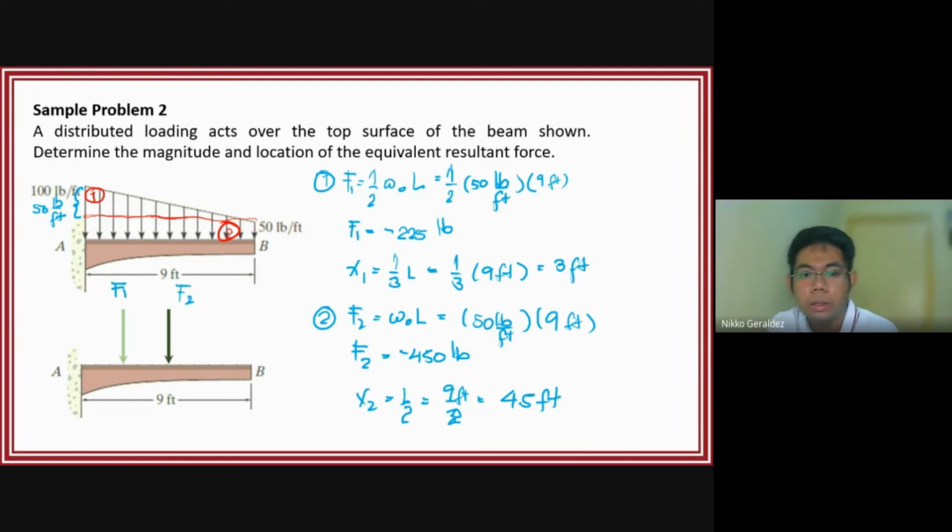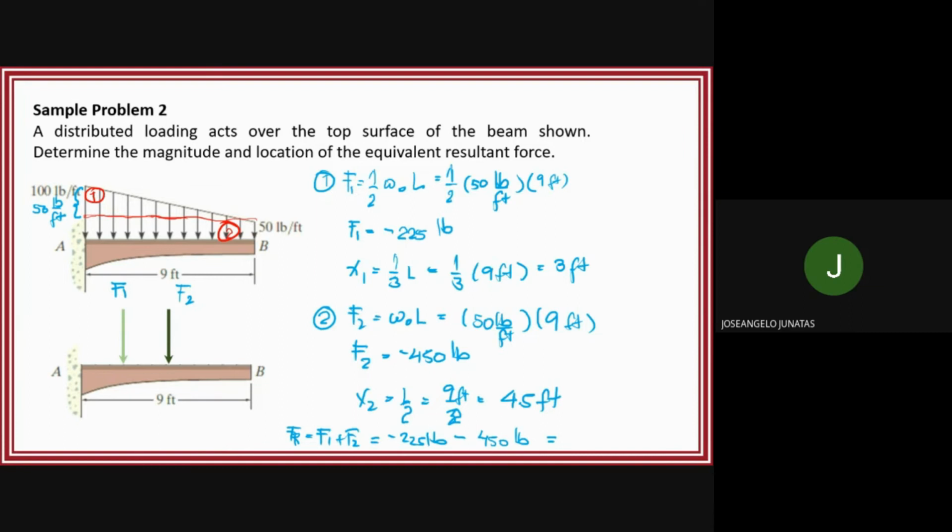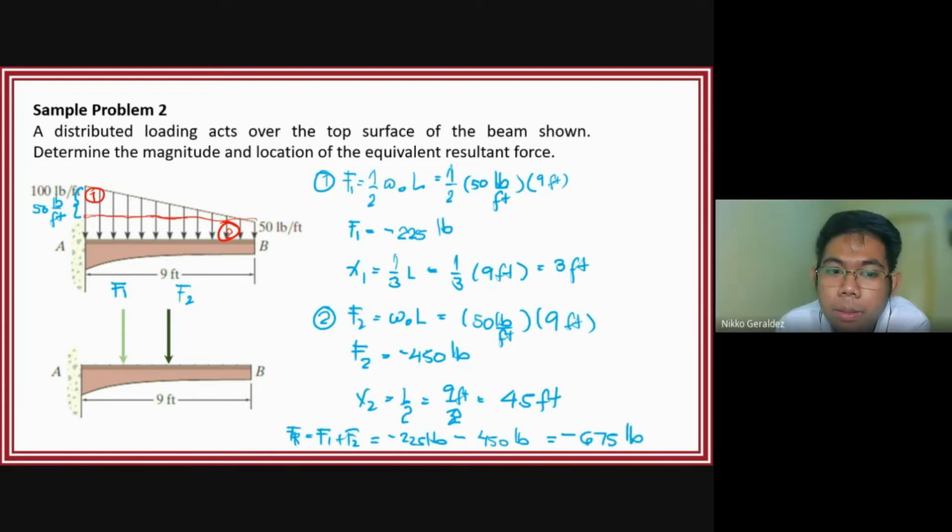So the resultant force: we just add F1 plus F2. That is negative 225 pounds minus 450 pounds. The answer is negative 675 pounds.